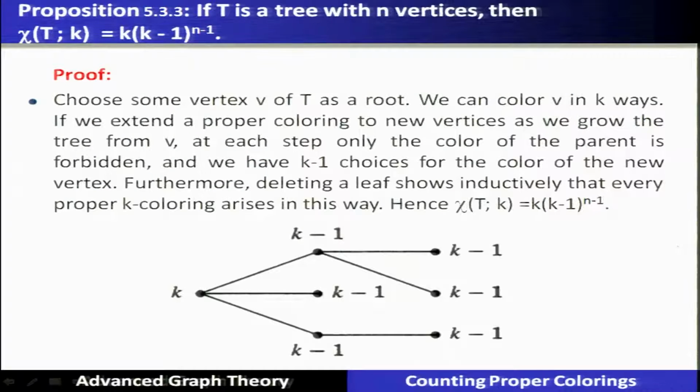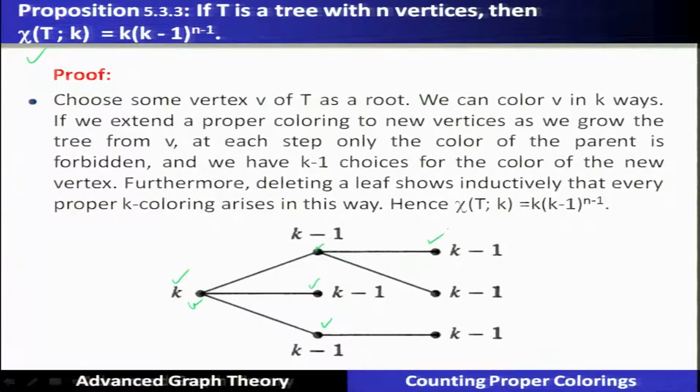Now, proposition: if T is a tree with n vertices, then chi of T with k is equal to k times k minus 1 to the power n minus 1. Let us see the proof and then the example. Proof: choose some vertex v of a tree as a root. We can color v in k different ways. If we extend the proper coloring to the new vertices as we grow the tree from root v, at each step only the color of the parent is forbidden and we have k minus 1 choices for the color of a new vertex. So, having colored this particular root, the descendants we can color with the remaining k minus 1 colors, similarly this also, and this also.